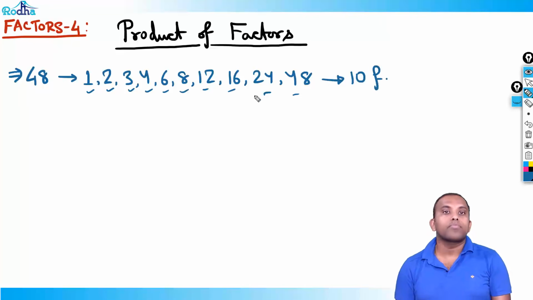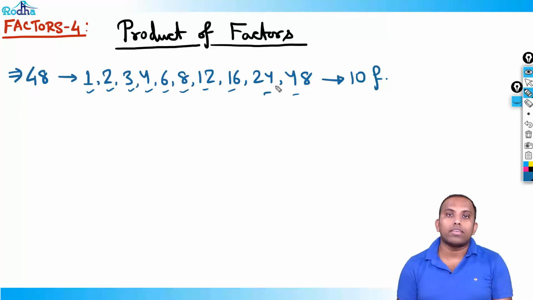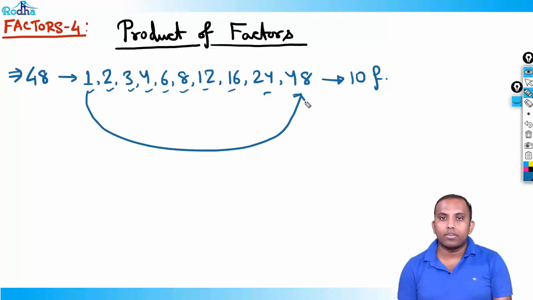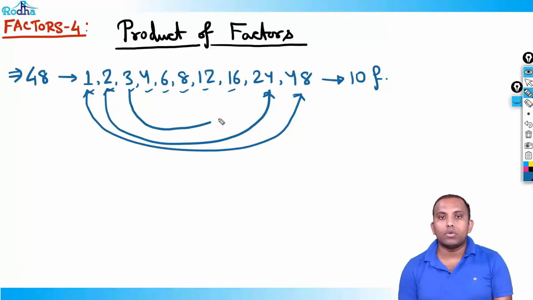Now see, once you write these factors in ascending order for any number, you can see that 48 can be written as 1 into 48. Then 2 into 24 is also 48. Then 3 into 16 is also 48. 4 into 12 is also 48 and 6 into 8 is also 48.